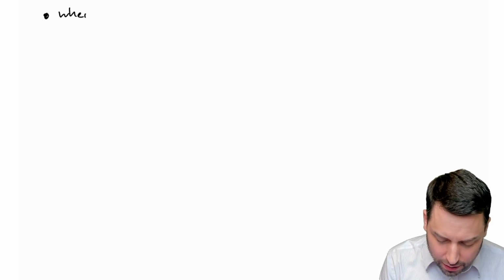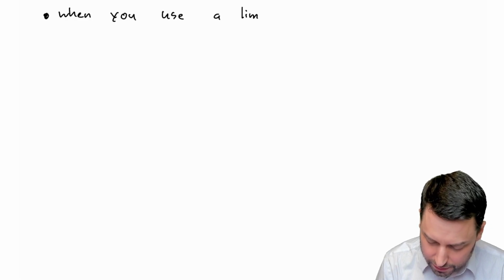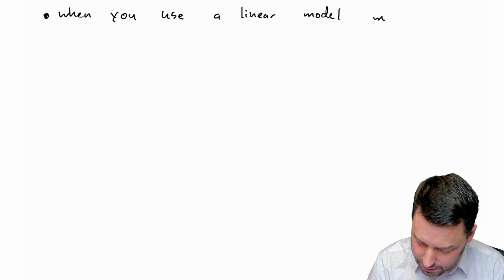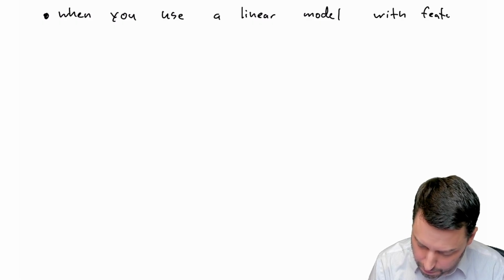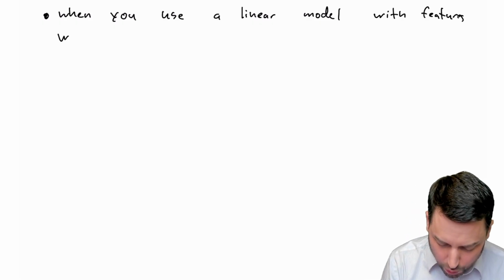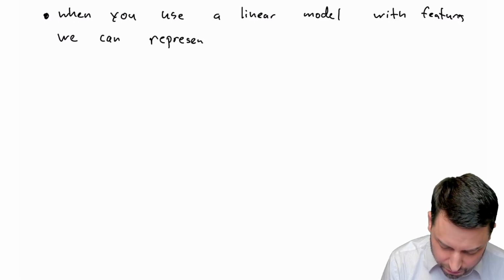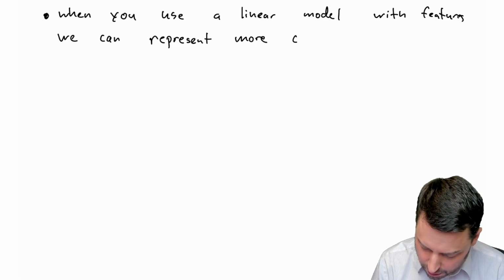So let me write that down. This is the takeaway from all of this: when you use a linear model with features, we can represent more complex functions.